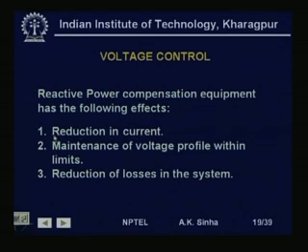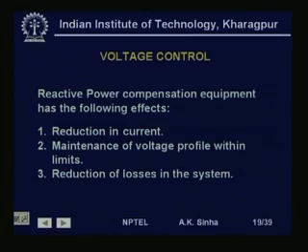Now, the reactive power compensation equipment has the following effects. First is reduction in current. When we reduce the reactive power flow on the transmission line, the current component of the reactive power flow is also reduced, because we know the complex power is P plus jQ, and this is equal to V into I conjugate, and therefore, if we reduce Q, then we are reducing S, and we are thereby also reducing I, because V is very near to the nominal voltage. Therefore, if we reduce the reactive power flow on the line, we are also reducing the current.